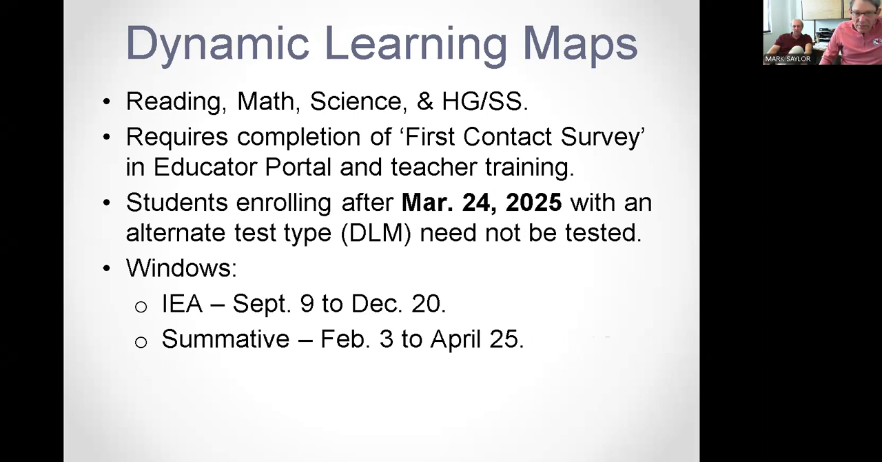DLM, or dynamic learning maps, is for reading, math, science, and history, government, and social studies. It requires the completion of a first contact survey in the educator portal and teacher training. Students enrolling after March 24th, 2025, with a DLM as their test type do not need to be tested. There are 2 windows. One is already closed. It's the IEA. Correct. And then the summative is from February 3rd to April 25th.